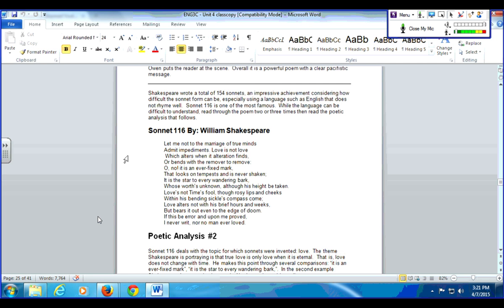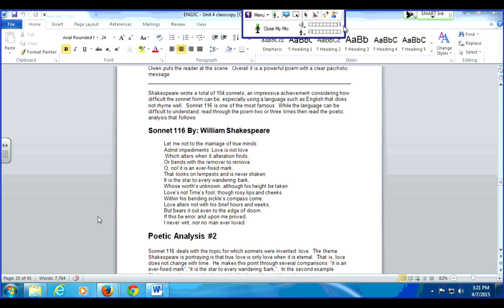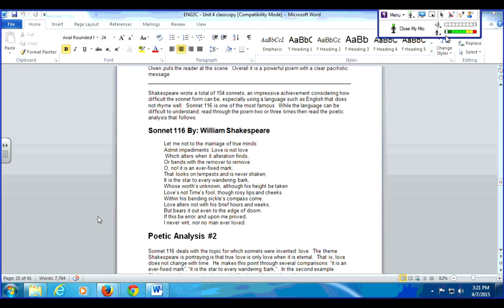So first thing I want to point out with the sonnets, it has a very distinct form. And what I want to do is label what the form is so you can see exactly how it shapes up and looks. So first, it goes A B A B. So let me not to marriage of true minds admit impediments. Love is not love which alters when it alteration finds, or bends with the remover to remove. So minds, finds, love, remove are most of our rhymes.